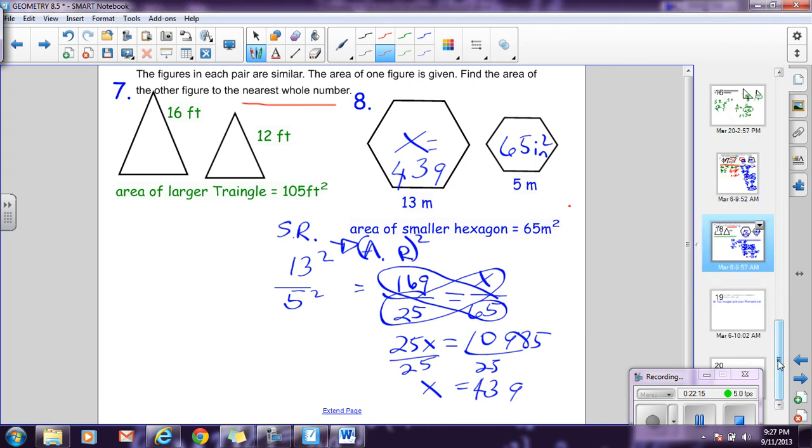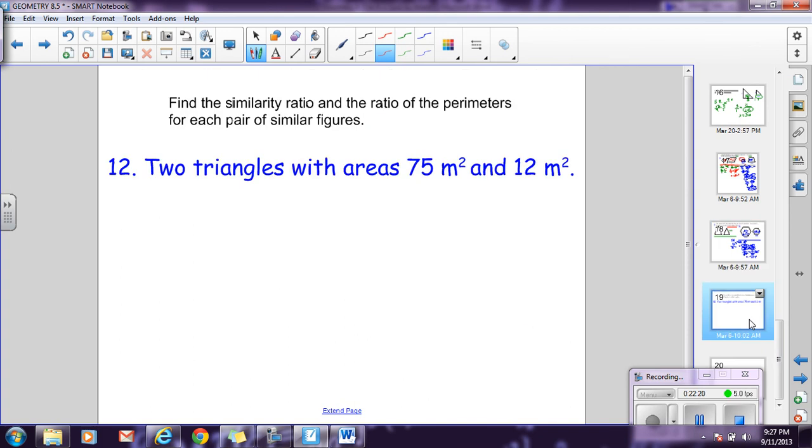Pretty simple, straightforward. All right, one last type of problem I'm going to do with you guys is this one here. It now wants us to go backwards. Now, on this number 12, they don't actually give us shapes, but they do say to find the similarity ratio and the ratio of the perimeters for each pair of similar figures. They tell us that the two triangles had areas of 75 meters squared and 12 meters squared, and you might say, wait, I don't have any measurements of sides. But you do have the areas, so you can actually compare the areas.